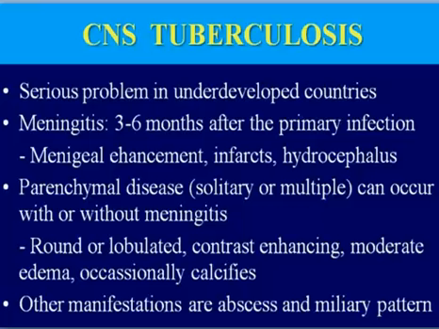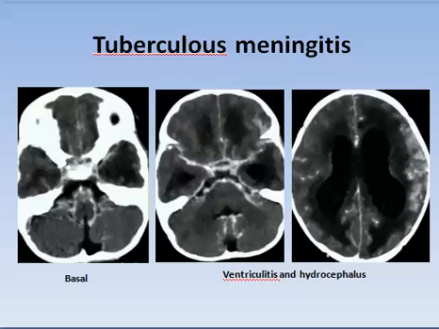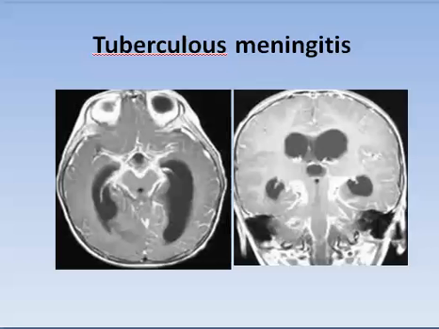Here is the typical tuberculous meningitis, which is usually basal, and here it is associated with ventriculitis and hydrocephalus, plus or minus infarcts. Here is basal meningitis of tuberculosis, seen as hyperemic, markedly and intensely enhancing basal meninges, both in axial and coronal, resulting in hydrocephalus due to ventriculitis and obstruction of the exit foramina.